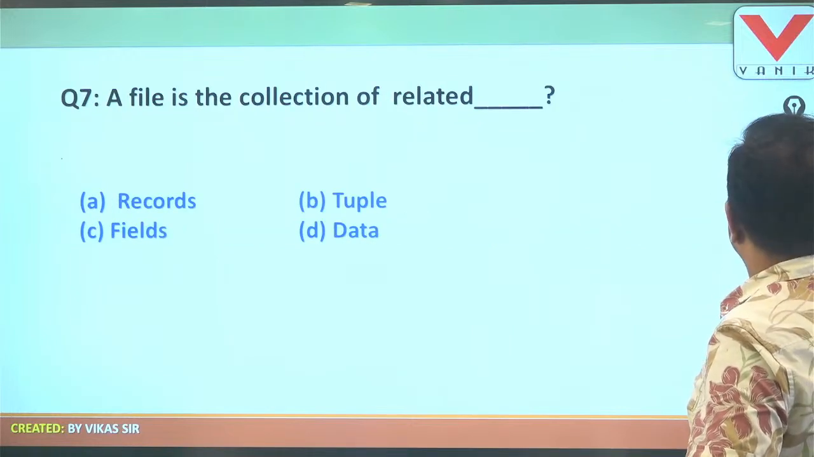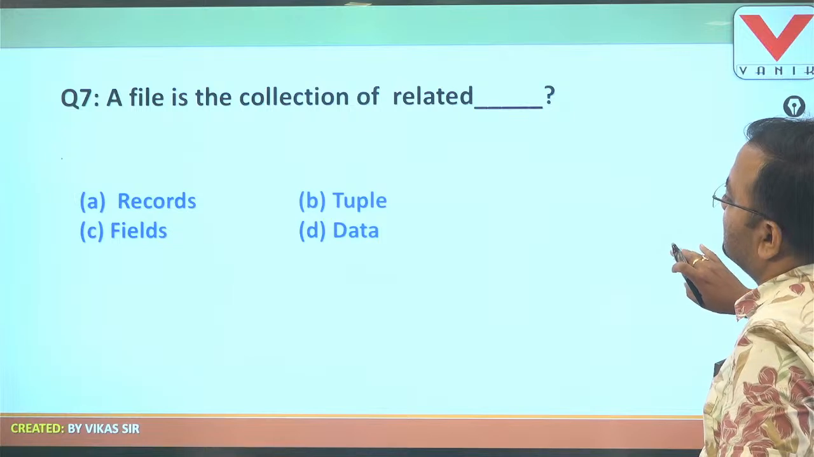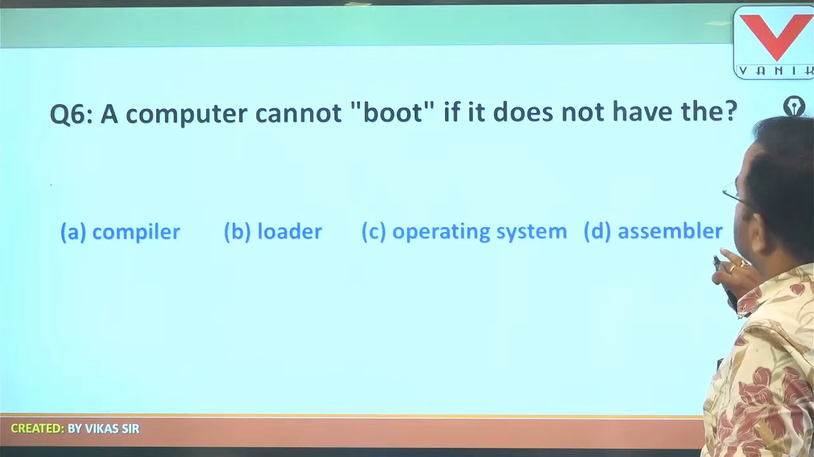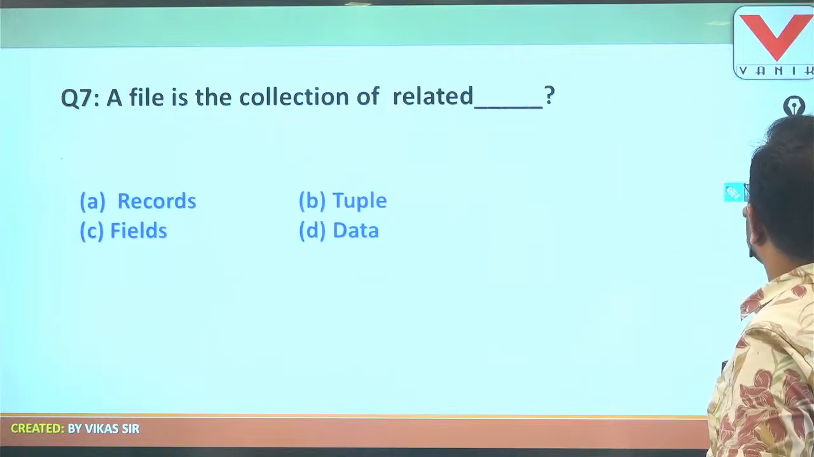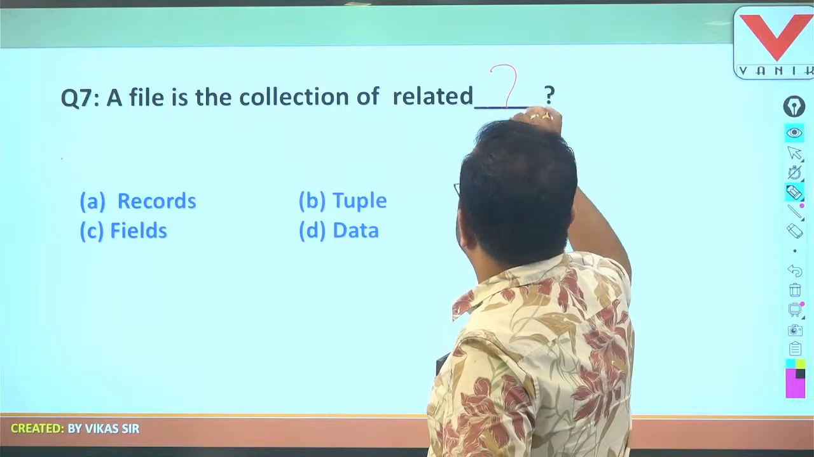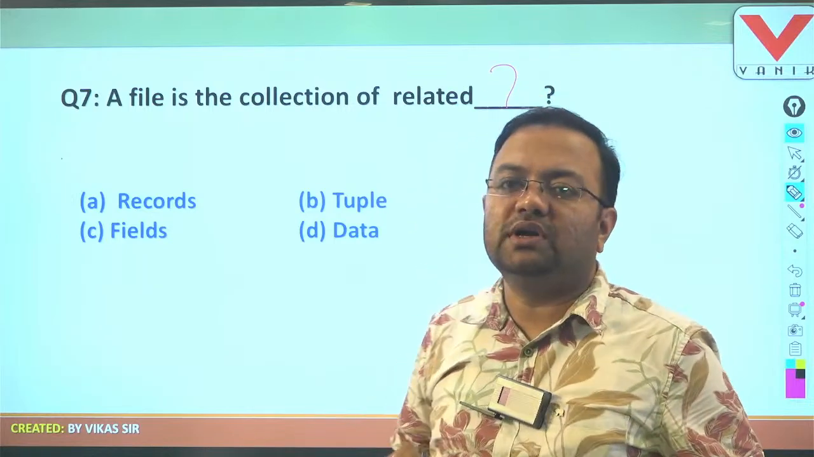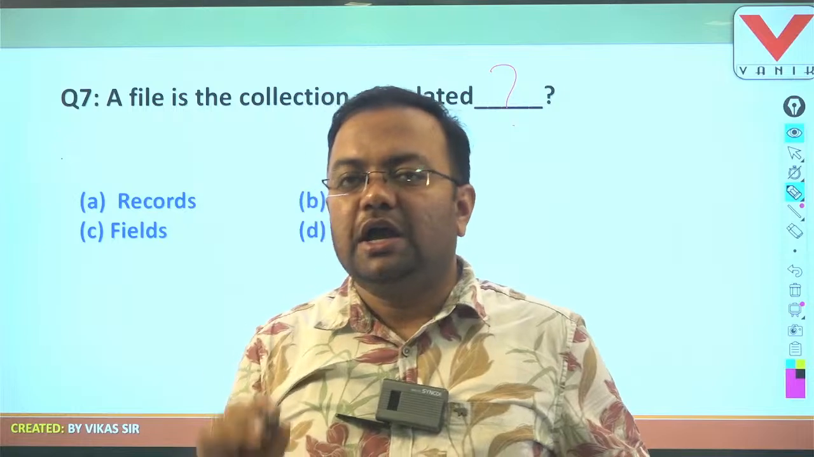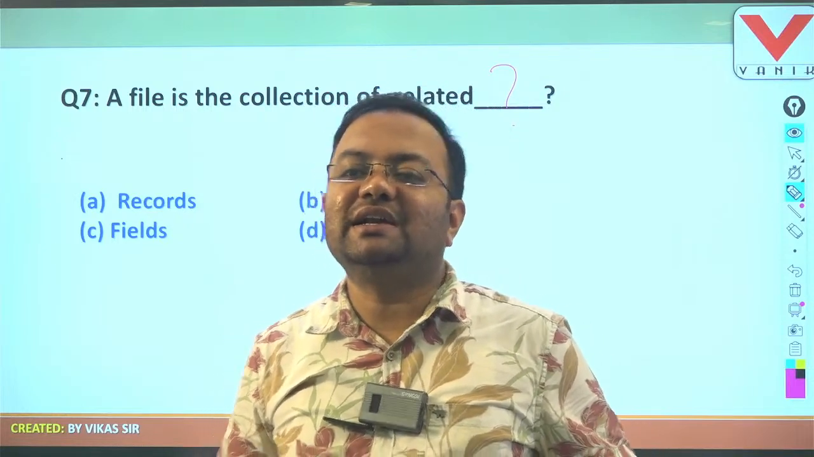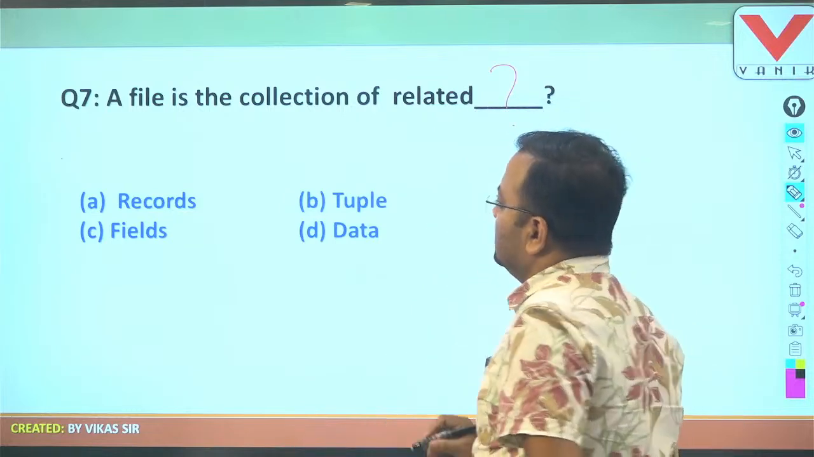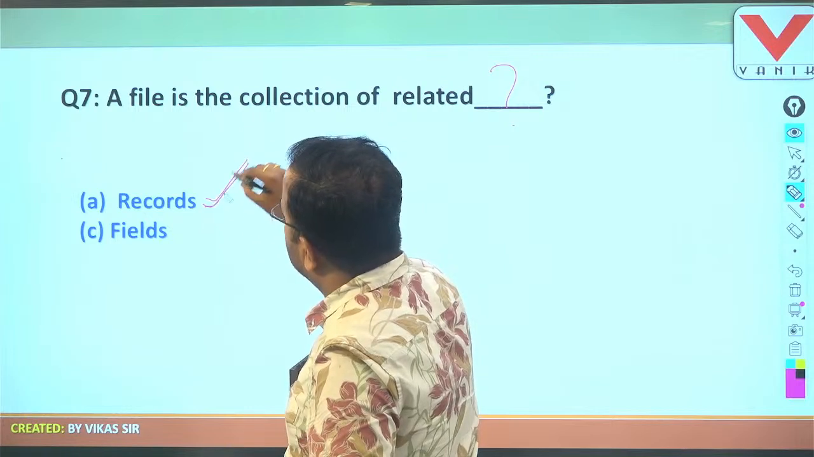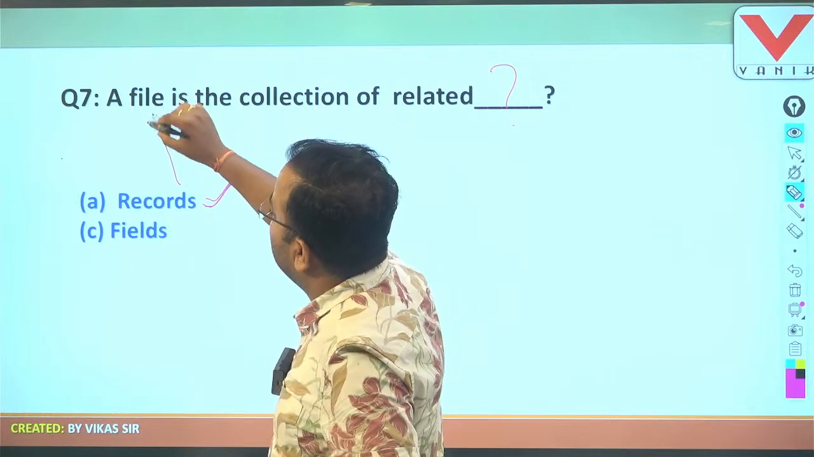Then goes to question number 7. A file is the collection of related dash. So it is a question from the database MS Access. A file is nothing but the collection of related records. So by combination of the relevant records, we can create a file.